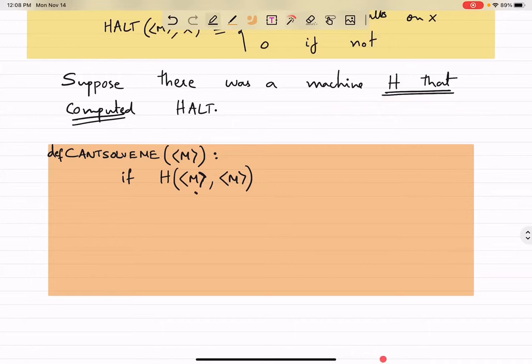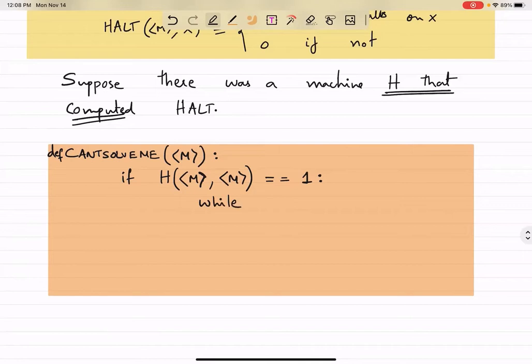As you'll see, it's not possible. But if you had that assumption, this is one of the things you can do. I can run H on m comma m, the description of the machine on itself. And if it equals 1, meaning H says, you know what, the machine M halts when given its own description as input. Okay, so then I'm going to mimic the toddler behavior and try and do the opposite.